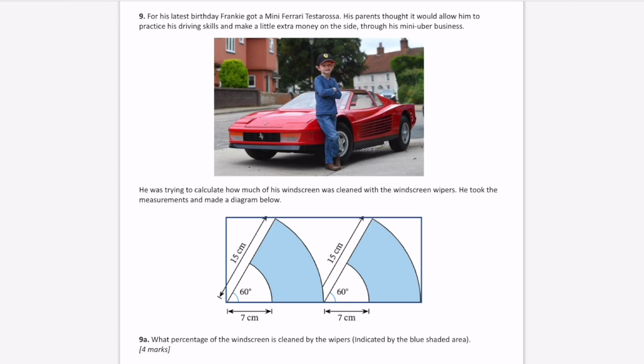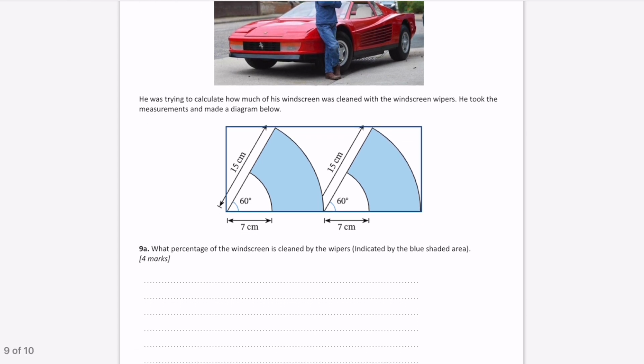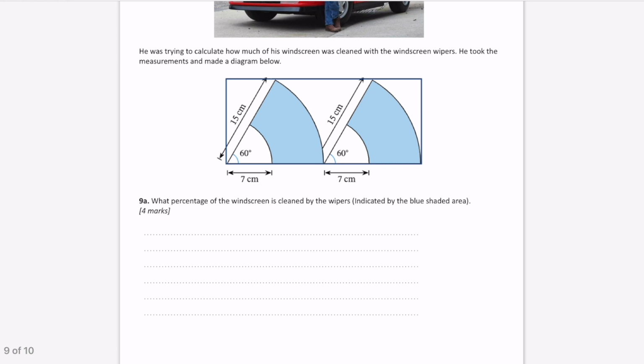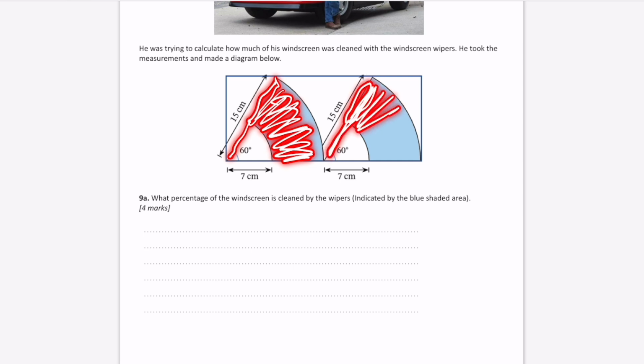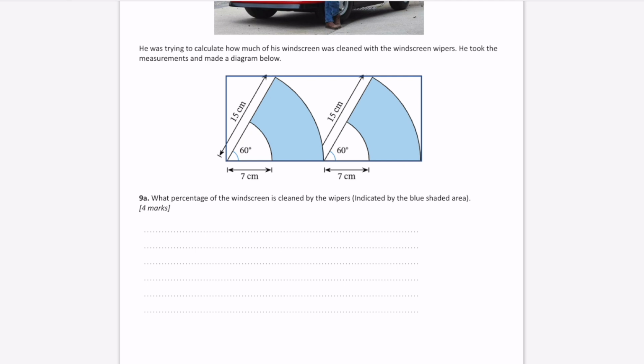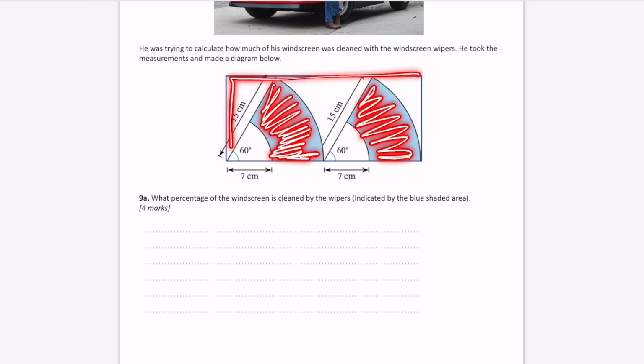So question 9 is Frankie and his mini Ferrari that he's had for his birthday, and he's trying to work out how much of his windscreen is wiped or washed with his windscreen wipers. For the first part, you're given this picture or diagram showing how the wiper blades are working. The wiper blades are attached to this area here on a stick, and therefore they're washing this area of the blue, and there's a second one here, and again it's washing that area of the blue. So we're trying to find out what is the percentage of the blue compared to the whole rectangle.